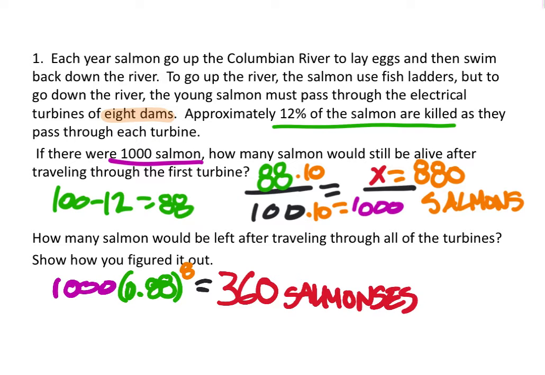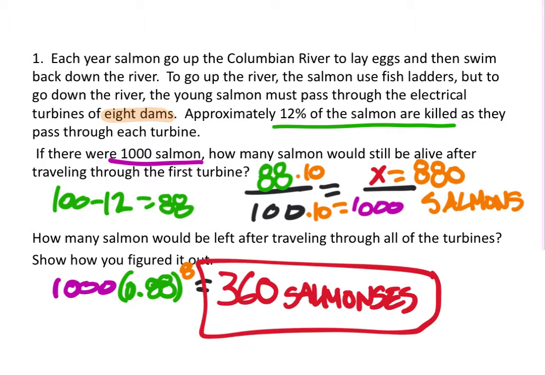Salmons is? I don't know. So there's our two answers: 360 salmons and 880. Be careful on these word problems. You're not writing these just as numbers. You need to label them. And even though I may have spelled salmons wrong, there should be some kind of label.